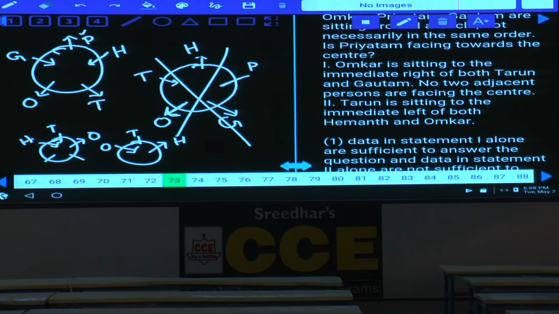Finally, what is your answer here? Only one case is possible. And so what is the answer we finally got? This Preetham is facing away from the center. Clear? Hence choice 5.